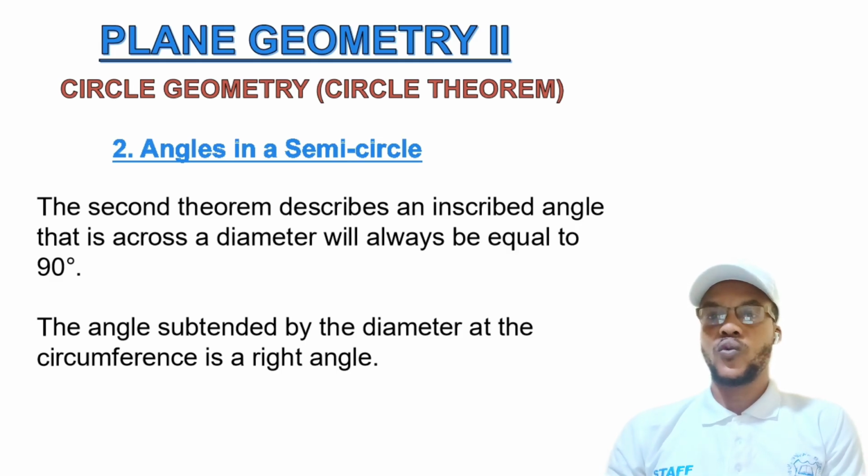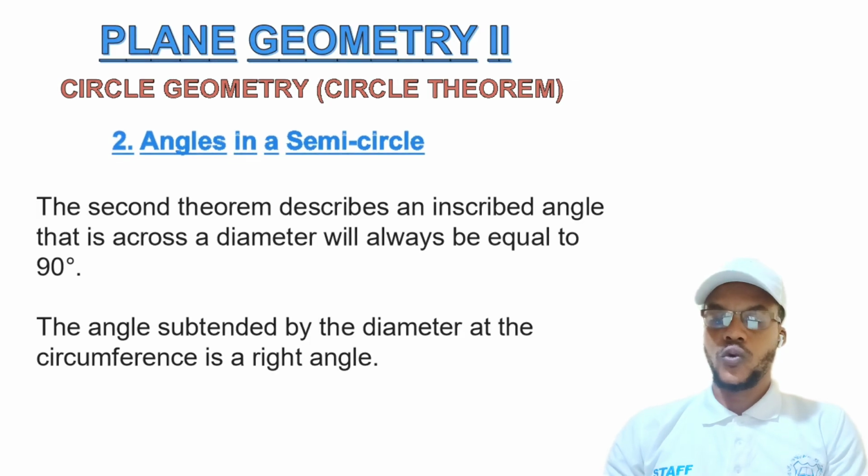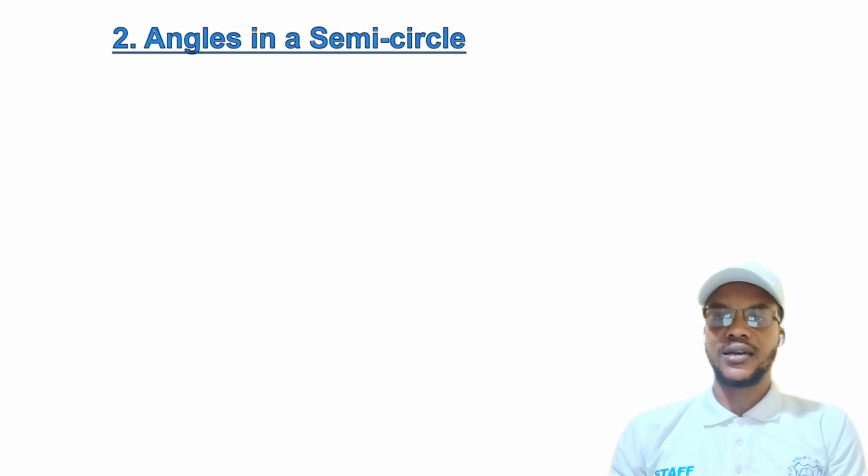Okay, so we all know what a semicircle is. In the previous lesson, we looked at the various parts of a circle. We're able to identify what a semicircle is, so I will not waste much time on that. Now let's take our circle. Let's look at our circle and identify all these parts so that we can look at what this theorem is saying. Okay, so let's take this as our circle.